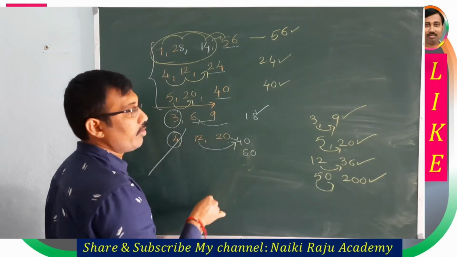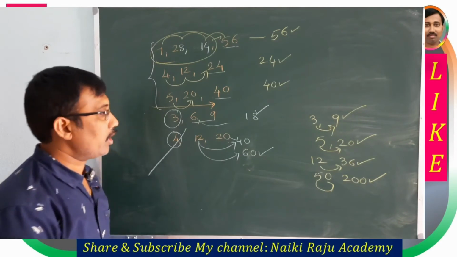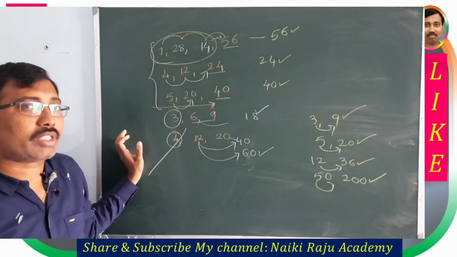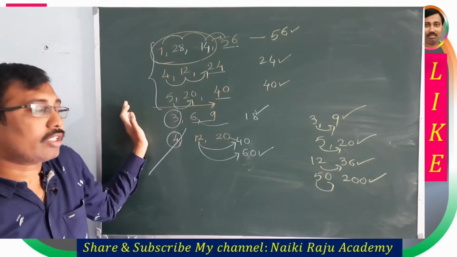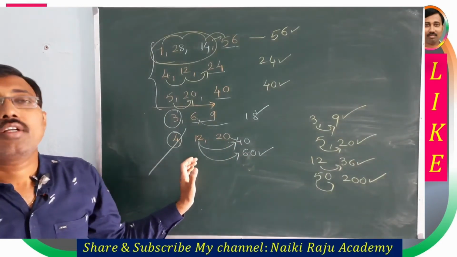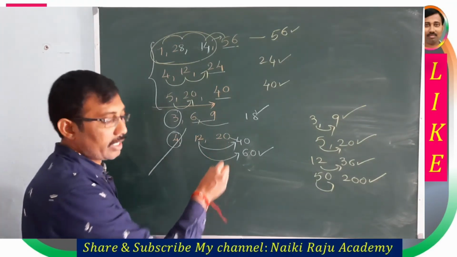20 multiplied: 20, 40, 60. 12 does not divide 40, so 12 divides 60. Therefore, the LCM is equal to 60. This is one of the easiest methods to find the LCM, without the actual division method: write the big number and multiply it, checking whether the small numbers are its factors. So this is the next method.